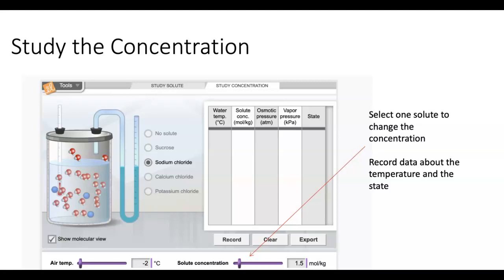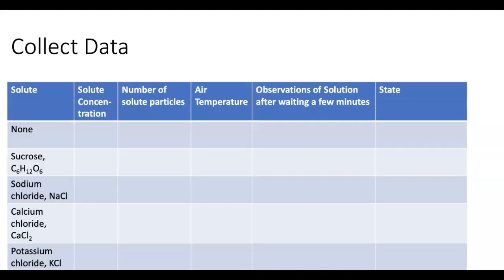Once you're finished with studying the different solutes that you're adding to the solution and seeing how they affect the freezing point and the boiling point, you're going to then select one solute and use the slider bar for solute concentration. So you're going to need to click study concentration at the top and then change the concentration of your solute and see how that affects both the freezing point and the boiling point.